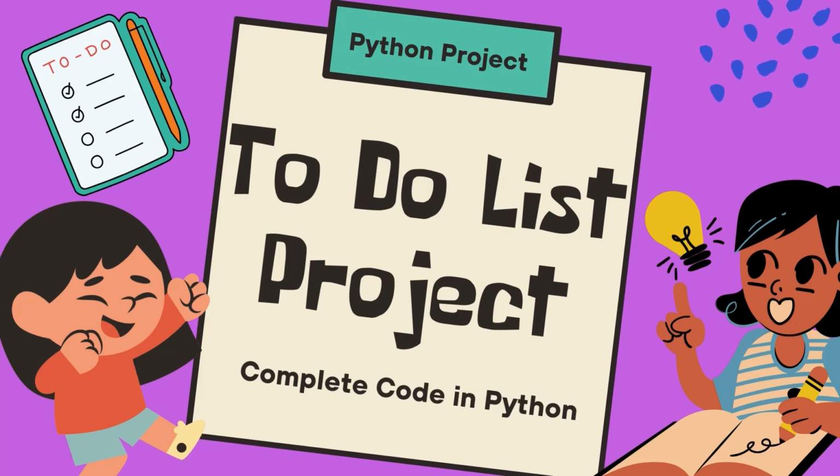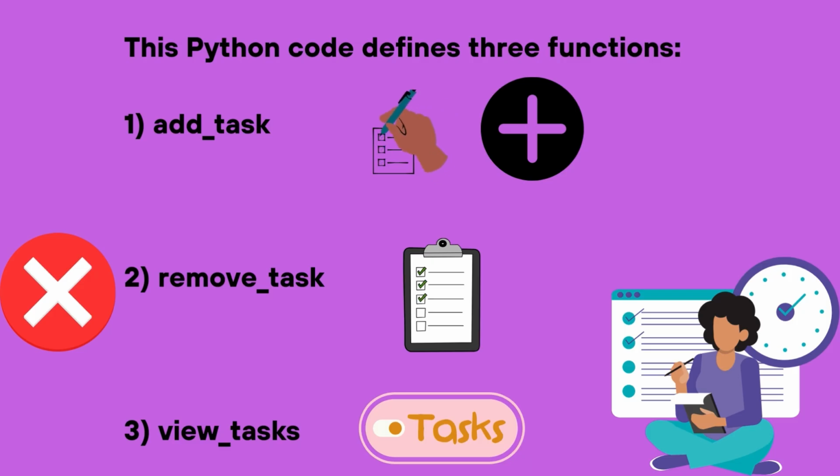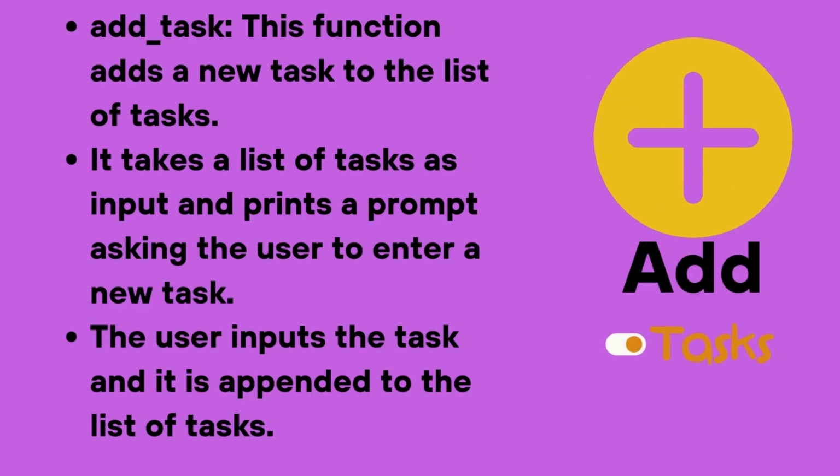Hello everyone, welcome to this video where I will be giving you a to-do list project with a complete Python code and also the complete explanation of the code. This project defines three functions: add task, remove task and view task. You can add a task, you can remove a task and you can view the task.